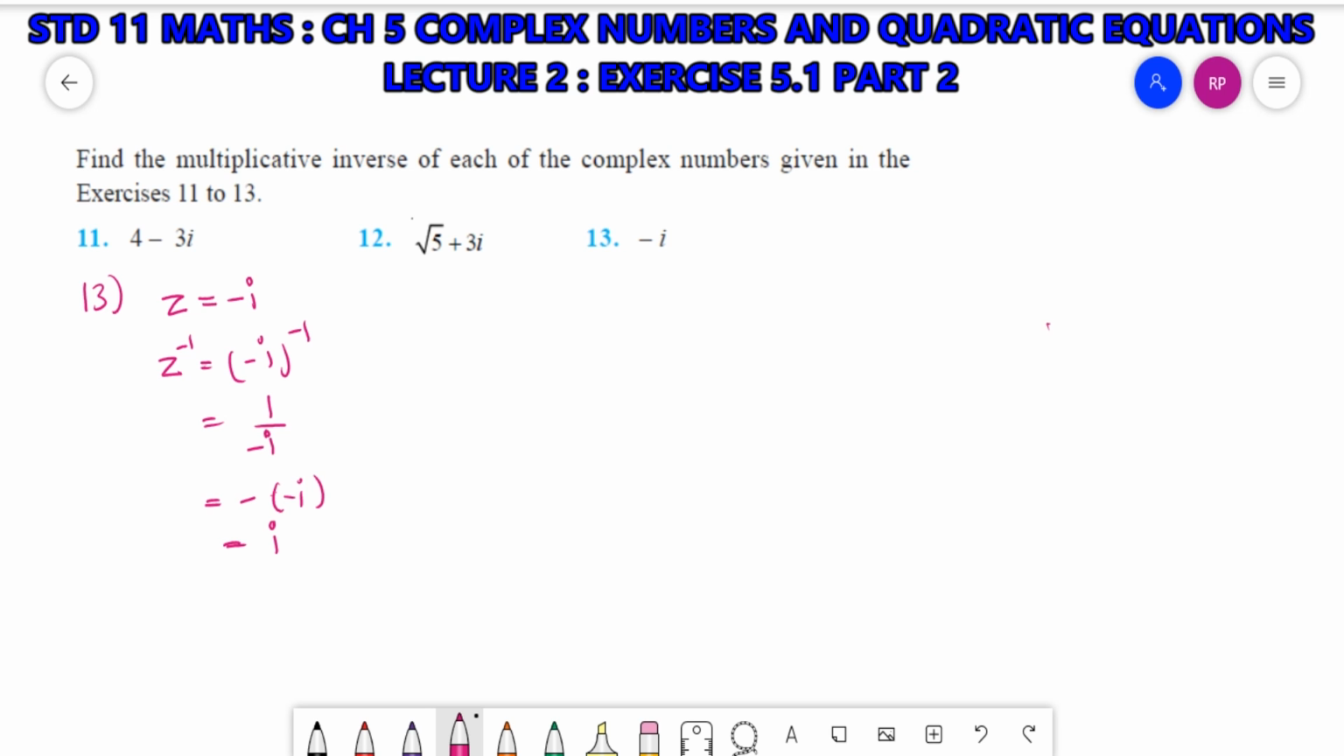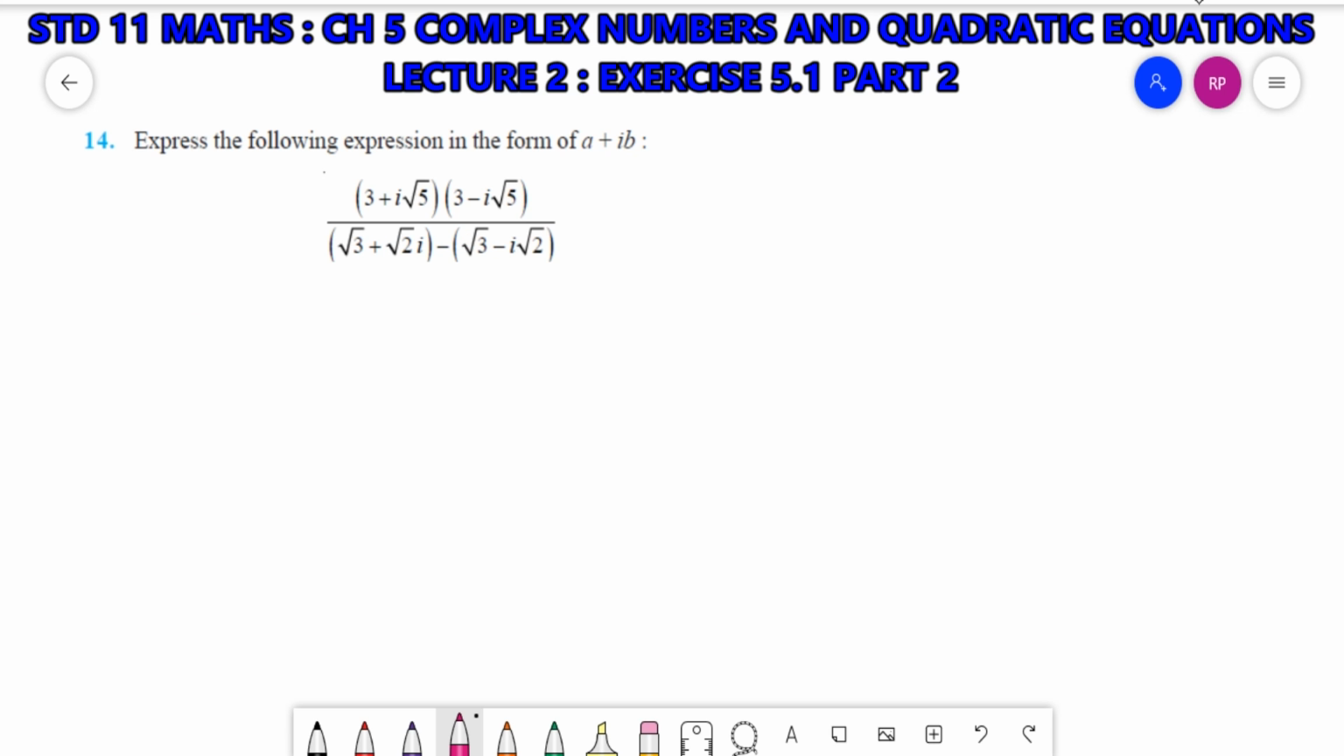Now let's move to the next question, that is question number 14, the last for this exercise. Express the following in the form a plus ib. Let's write down (3 plus i root 5)(3 minus i root 5) upon (root 3 plus root 2 i) minus (root 3 minus i root 2).